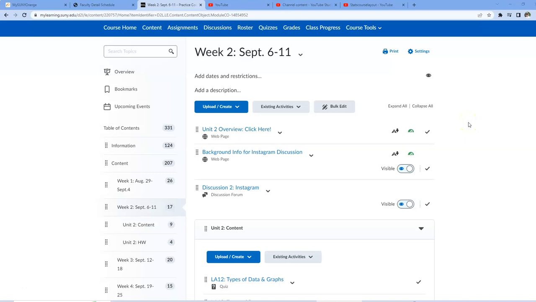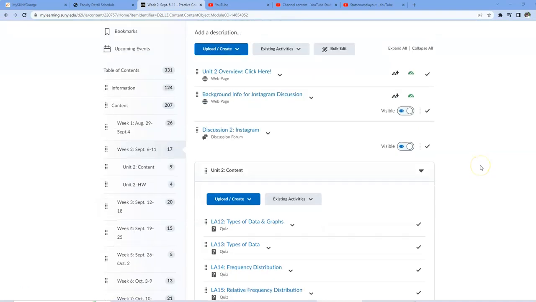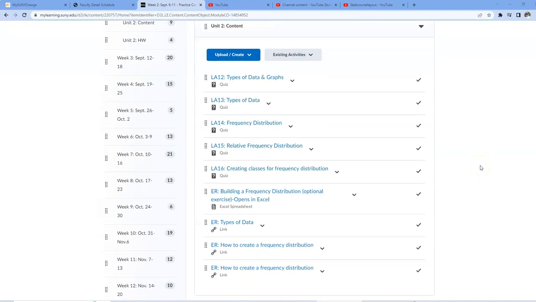Let's take a look at how to actually work through the business statistics course. So here we have a typical week. This is week 2. You'll see the overview, which tells you what's going on for the week. If there's a discussion, if you're taking the course online, the discussion will be listed. If it's a hybrid course and you meet in class, there's no discussion. But let's take a look at the content and the homework folders.